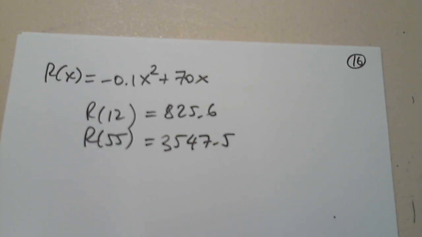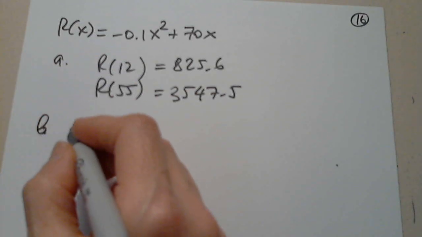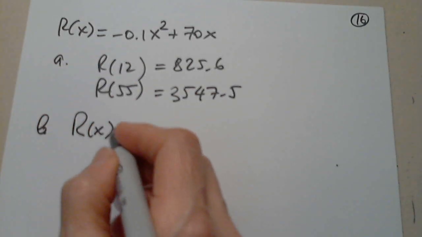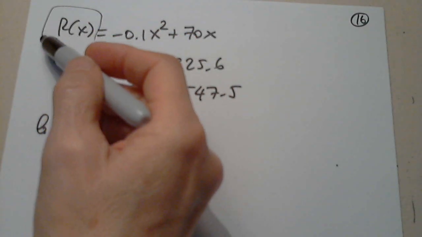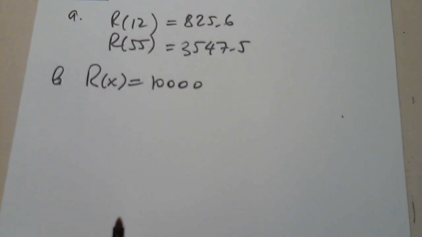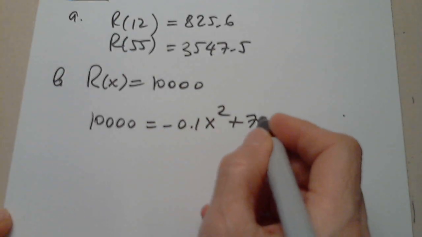Part B. How many pairs of sunglasses must be sold in order for the revenue to be 10,000 per week? So this is part A. And in part B, we want the revenue of x to be 10,000. So I have to replace the revenue by 10,000. So 10,000 equals negative 0.1 x squared plus 70x.